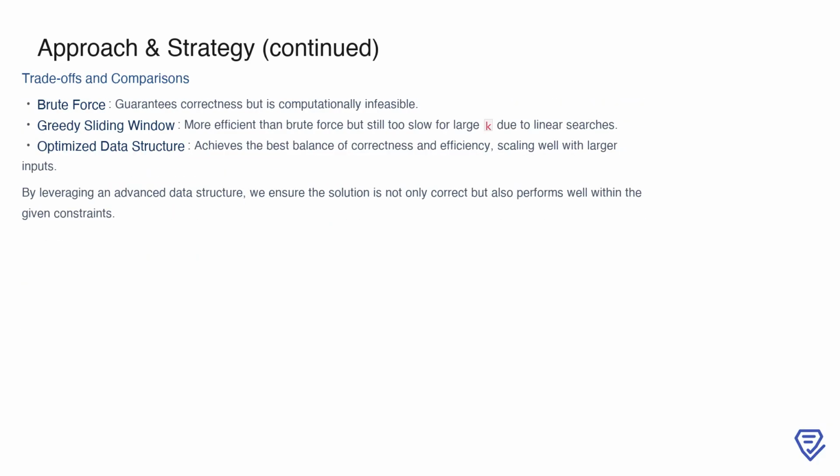When comparing the approaches, the trade-offs become clear. Brute force guarantees correctness but is far too slow to be practical. The greedy sliding window strategy improves on this by reducing the complexity, but it still suffers from inefficiencies due to linear searches within the K range. The optimized approach with advanced data structures, on the other hand, provides the best balance between correctness and efficiency. By leveraging logarithmic time operations, it scales effectively with larger inputs while adhering to the constraints of the problem. This combination of accuracy and performance makes it the ideal solution for tackling problem number 1505.